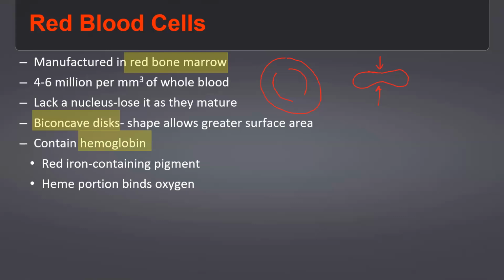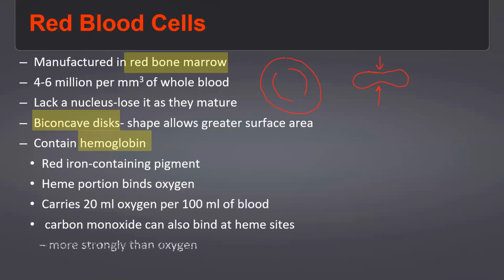In terms of amount of oxygen per milliliter of blood, there are 20 milliliters of oxygen. So 20% of blood carries oxygen. And then there's a note there about carbon monoxide. I'll give you a few seconds to write that down before I explain that.